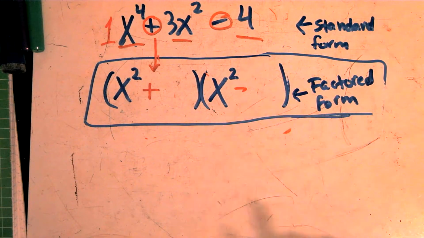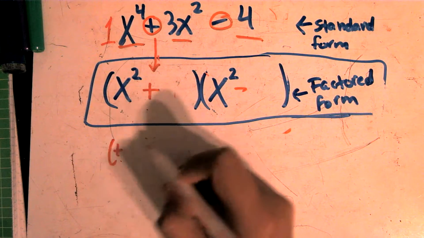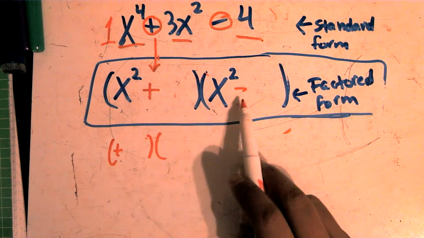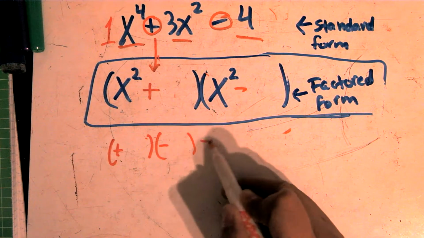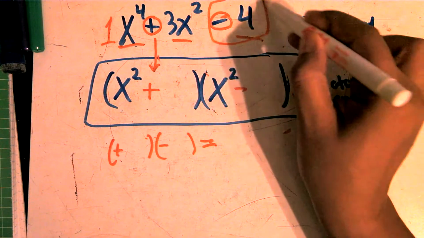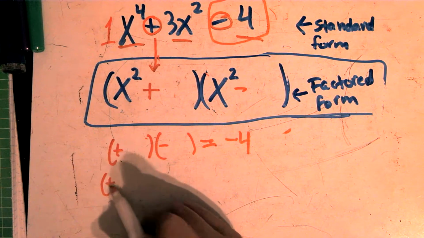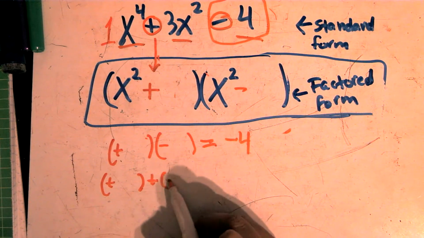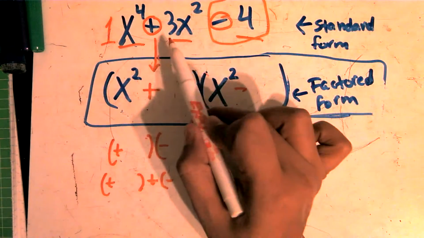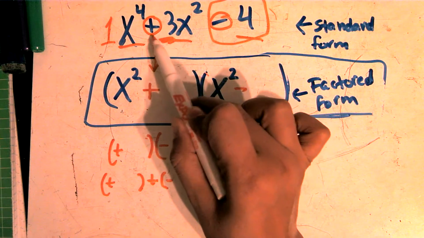Then we are going to follow the same process. We got to find two numbers, a positive and a negative, that when you multiply, are going to give you your constant, which is a negative 4. But those same two numbers have to add up to your middle coefficient, which is a positive 3.